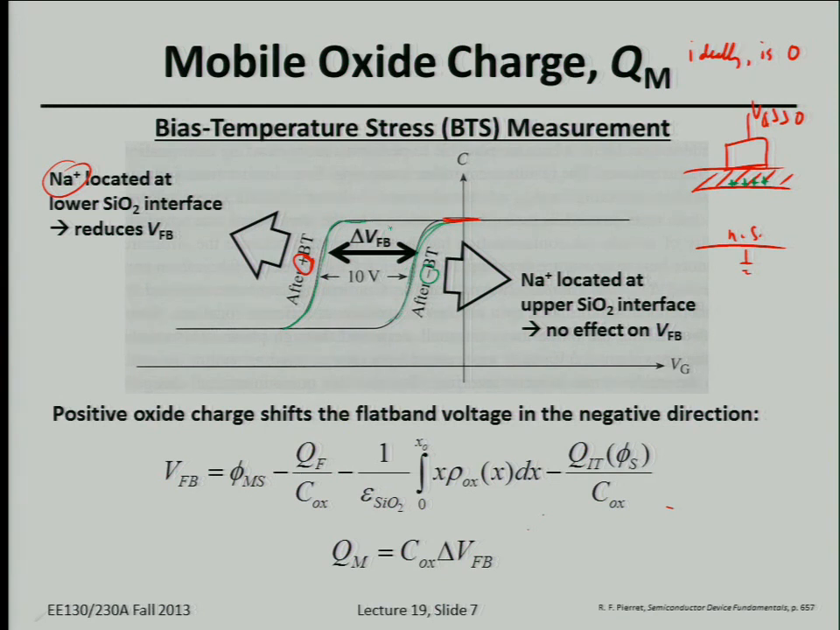And then they can look at the shift in flat band voltage between these two extreme cases. That will tell them how much charge, how much sodium per unit area there is. So this delta VFB will be equal to the mobile charge per unit area divided by the oxide capacitance. Okay? So this is just done as a process monitor, and ideally this delta VFB will be 0.